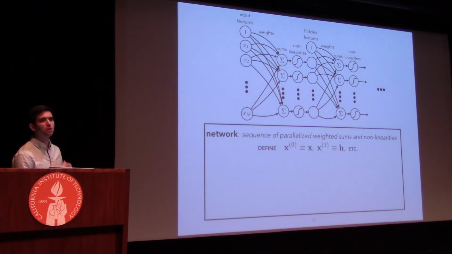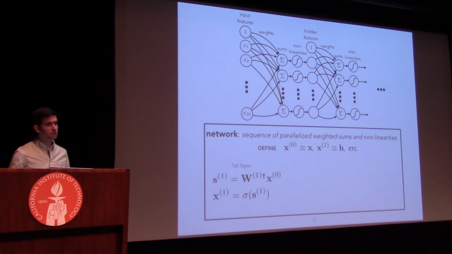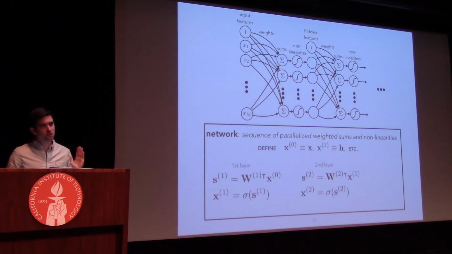So we're going to call the input x superscript 0, the first layer x superscript 1, and so on and so forth through the network. And now what we do is we, again, apply these operations at each layer, and we go through each layer of the network, computing this matrix times input vector to get a sum vector, then apply the nonlinearity element-wise to that sum vector to get the output vector of that layer.